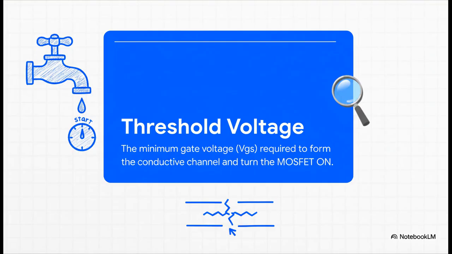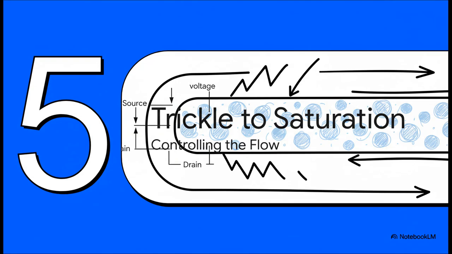But here's the thing. This channel doesn't just appear with any tiny bit of voltage. You have to apply enough positive charge to really get those electrons to line up. And that minimum amount of gate voltage you need to create the channel and officially turn the switch on, well, that has a special name. It's called the threshold voltage. In our faucet analogy, it's like turning the handle just enough to get that first little trickle of water to start flowing.